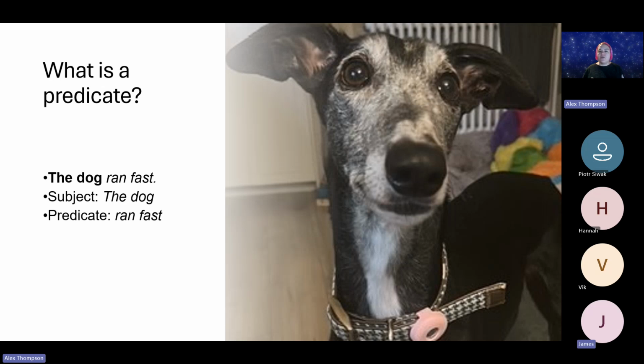So in this case, we've got a sentence here, the dog ran fast. The dog is who we are talking about, so that's the subject. And the predicate is what they're doing. So the dog ran fast is a simple sentence where the dog is the subject and ran fast is what they did. That is the predicate. And in this case, I've used an example of the fastest dog that I know. This is my dog, Missy. I'll show you a couple of other examples. Like I say, the subject isn't always a person or an animal. I'll show you some more examples.